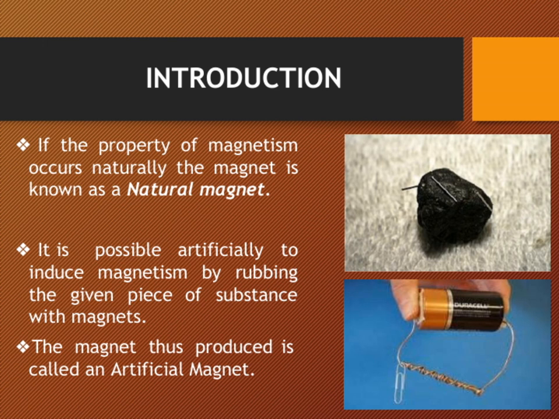When we talk about magnets created through artificial means, we refer to them as artificial magnets. These are made by taking a piece of substance and inducing magnetism in it, often by rubbing it with a magnet. This process allows us to produce a magnetic field in a material that wouldn't naturally have one. It's important to understand that if the property of magnetism occurs naturally in a substance, then we call that a natural magnet. So, in essence, artificial magnets are man-made, while natural magnets are naturally occurring. Both play a crucial role in understanding how magnetism works and how we can utilize it in various applications.